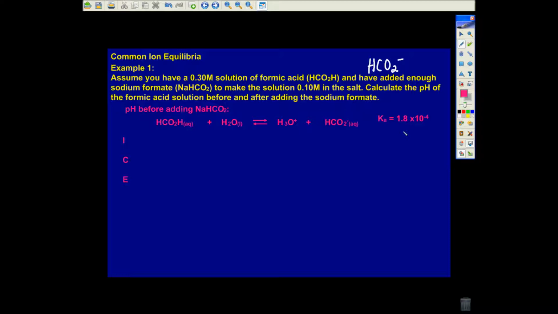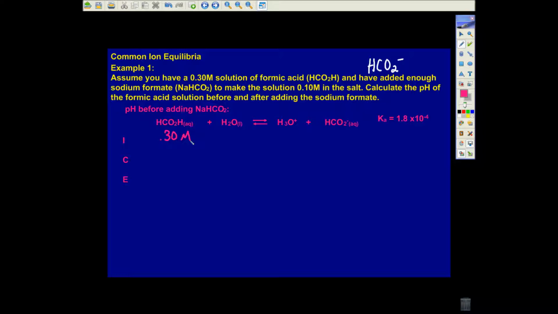And the easiest way to solve this problem is to start with an ice chart, the initial concentration. They tell you that in the problem. You have an initial concentration of formic acid of 0.30 molar. And they want you to calculate the pH before you add this common ion, and then after. So we're going to do the before one on this slide. So I put my 0.30 molar underneath my formic acid.